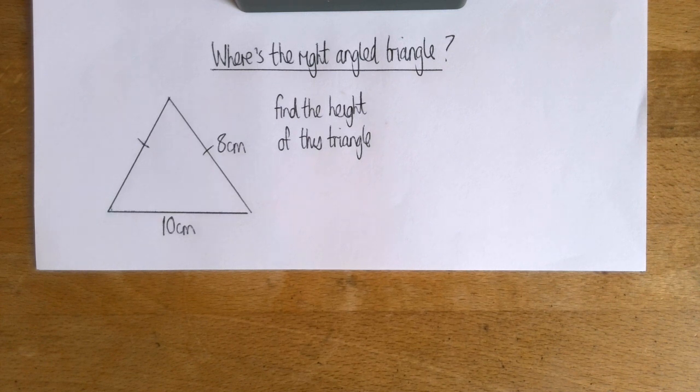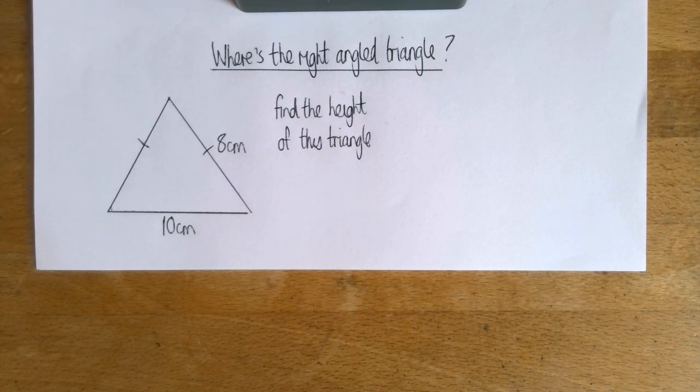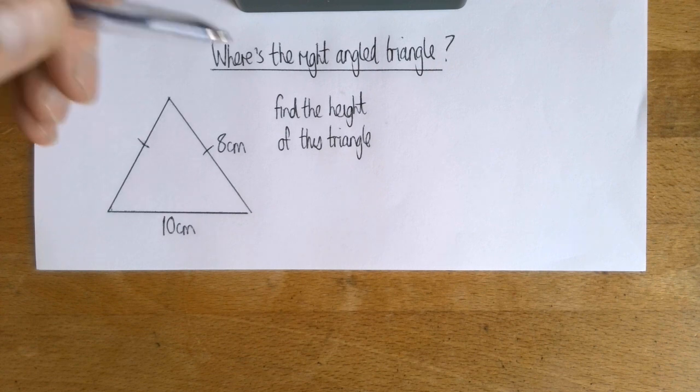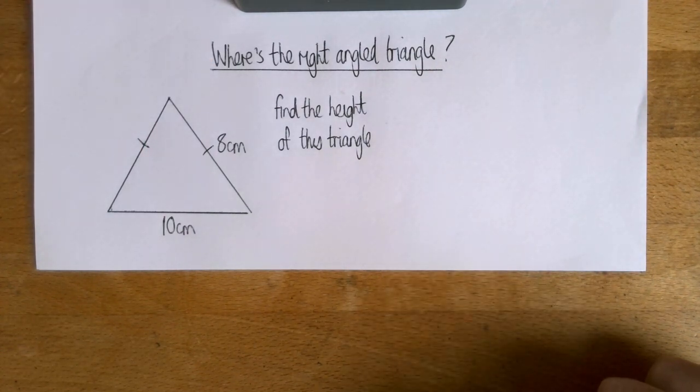And then the last sort of problem that you come across is one of my favourite games, and that is, where's the right angled triangle? Here we've got an isosceles triangle. Pythagoras doesn't work in isosceles triangles. It only works in right angled triangles. And we're asked to find the height of this triangle. This doesn't appear to be a Pythagoras problem at all.